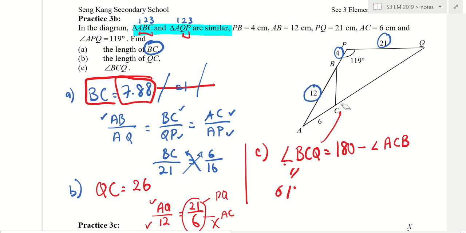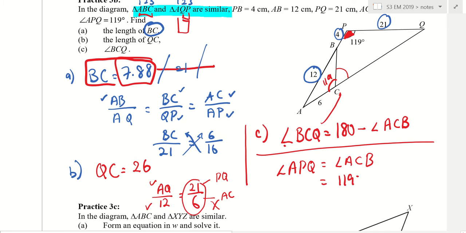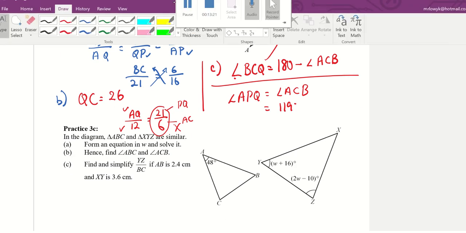Look at it. Alright, this is the only angle I have, right? So can you tell me angle APQ is equal to which angle? Angle ACB. So this is 119, right? So ACB is here. This is 119. I ask you, what is this? Follow?